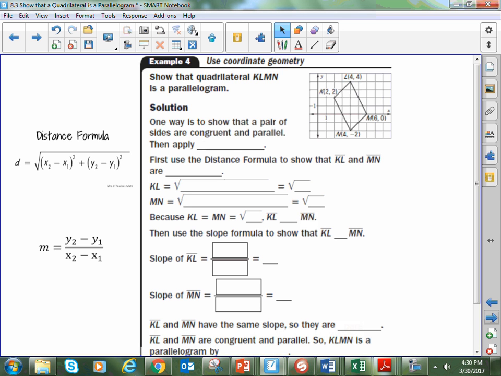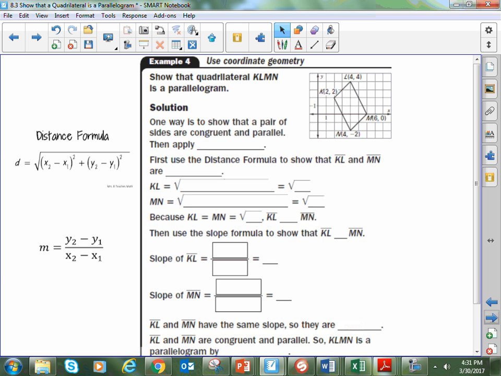Now I can do this a couple of ways. I can do the distance formula 4 different times with the opposite sides and make sure that the opposite sides are congruent to each other. If I do, then I know I have a parallelogram. I can also find one set of opposite sides and see that they're congruent to each other, and if those same sides are parallel to each other, we could do that one.